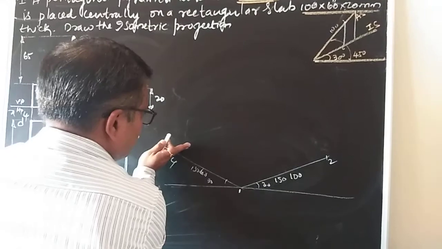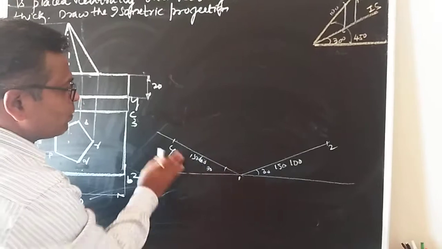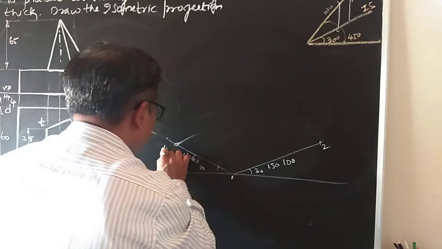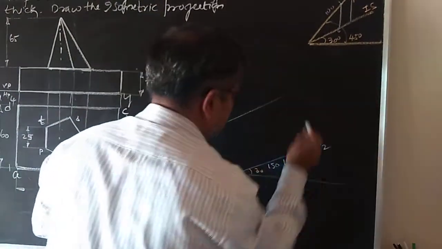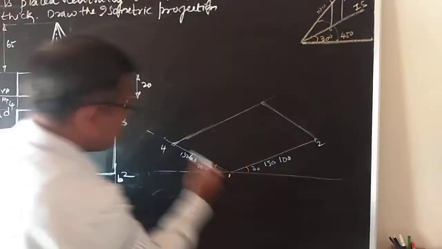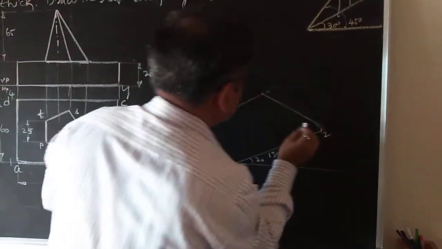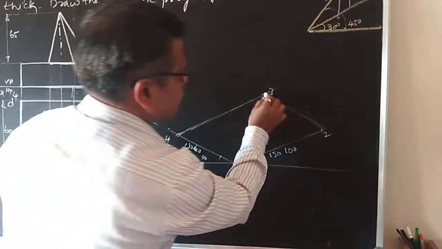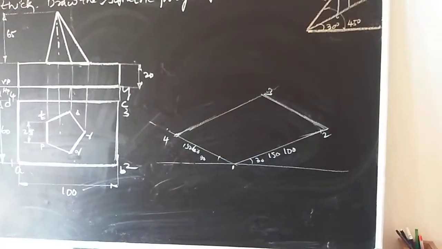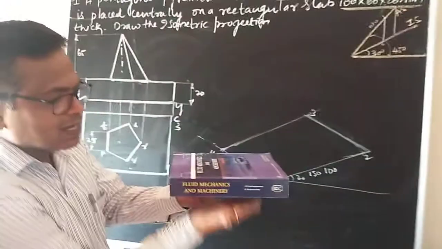After that what to do? From 4 you draw a line parallel to 1 to 2. From 2 you draw a line parallel to 1 to 4. So how can we do that? Observe here. I am drawing a line from 4 which is parallel to the 30 degree line. From 2 I am drawing a line which is parallel to my 30 degree line. Now observe here, I got the rectangle 1, 2, 3, 4 drawn in isometric projection. That means this base is completed.